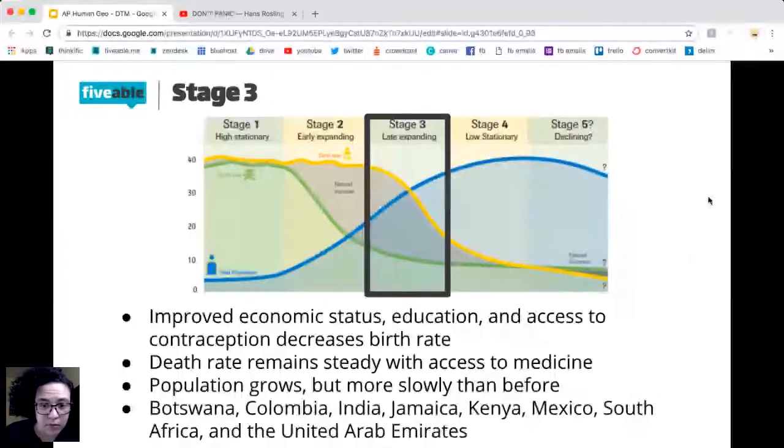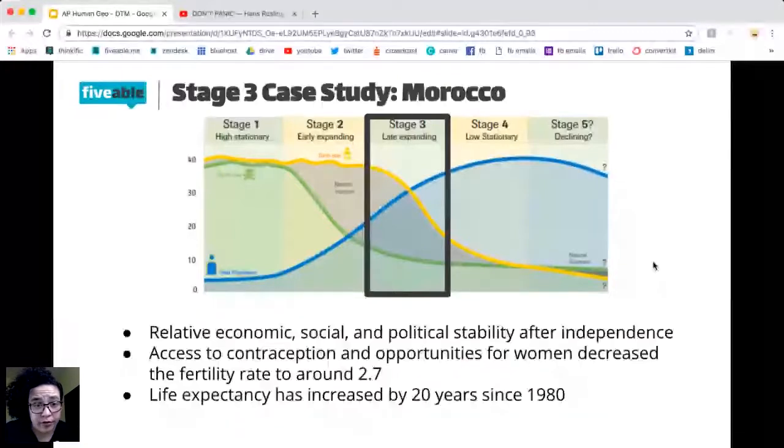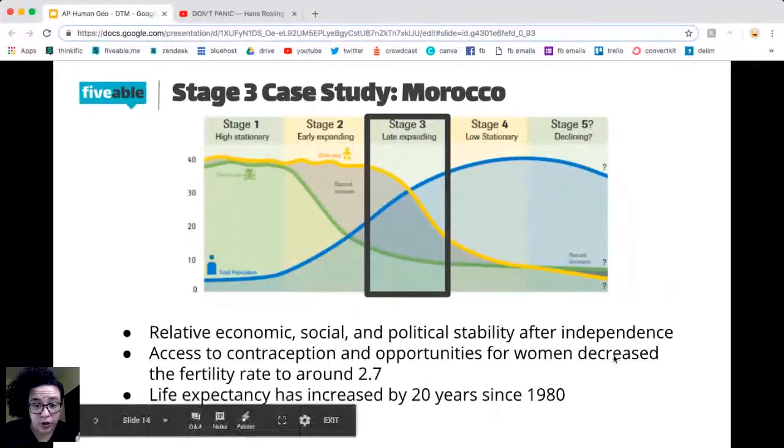So let's focus on Morocco really quick. Morocco is a country that gained its independence in the 20th century. Since then, they've had relatively stable politics, society, and economy. Because things stabilized and they were able to grow, and they don't have a lot of violence, they do have education opportunities. The actual fertility rate for women has decreased. It's around 2.7 now in Morocco, and that's huge. That's exactly what you need to be at this point.